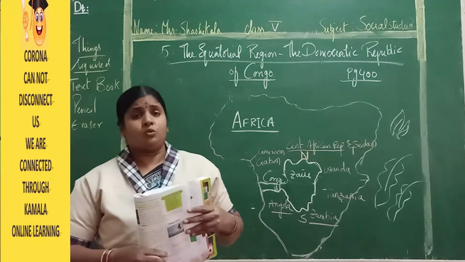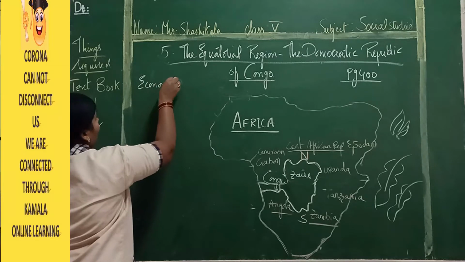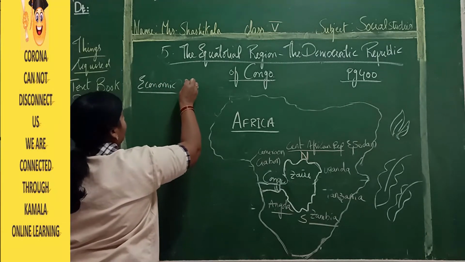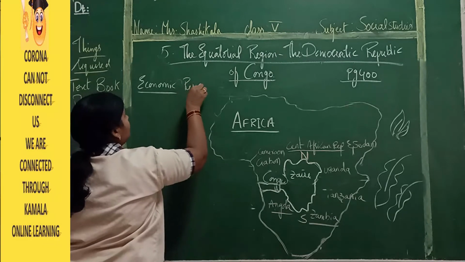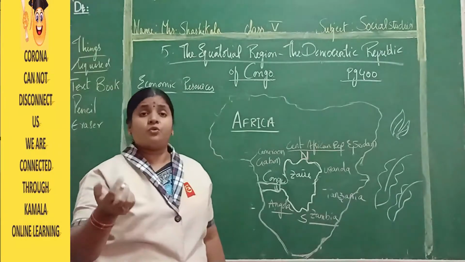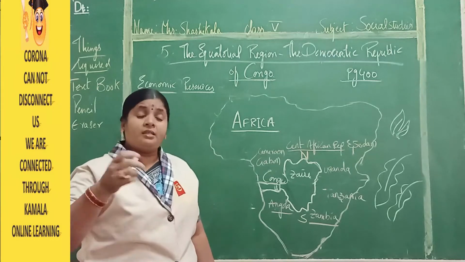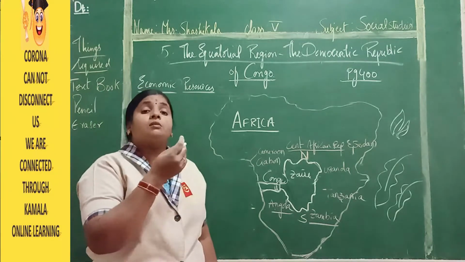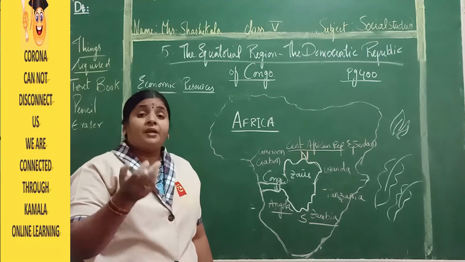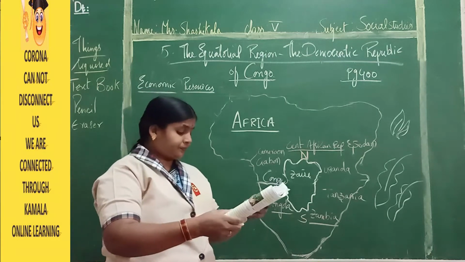Now, what are the economic resources? Economic means making money, financially getting development. And what are the sources? You are getting education now, nothing but the phone, laptop, TV. Through all this, you are getting the knowledge. Yes or no? In the same way, here also, what are the economic resources by which the Congo people are completely benefited? What are those resources we will see now?